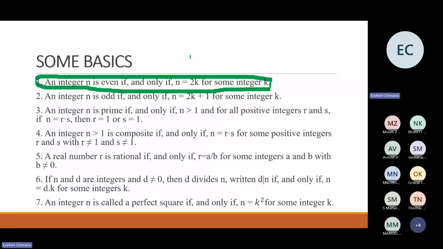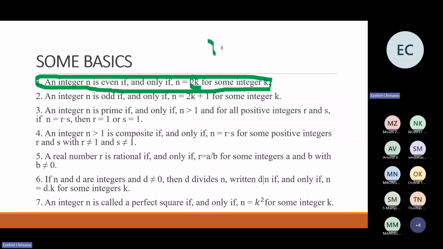For any integer to be said to be even, it must be of this form: n is equal to 2k for some integer k. This k will be any integer. So in other words, it will be a multiple of what? Of 2, for it to be an even integer. Whenever you are told n is an even integer, it must be of this form.